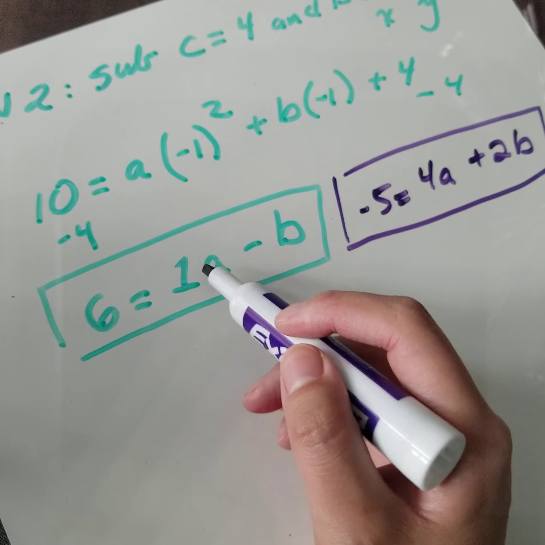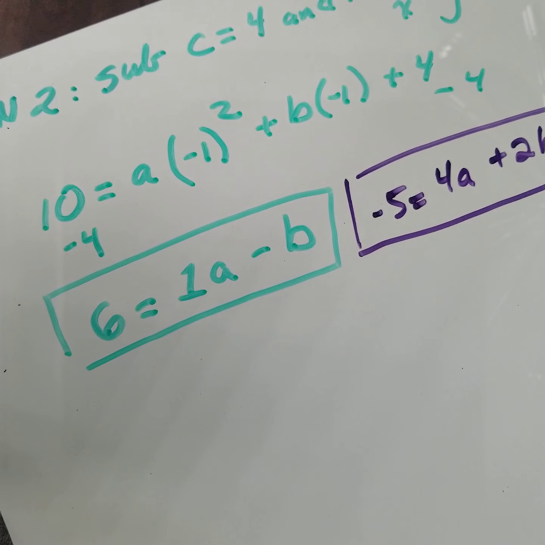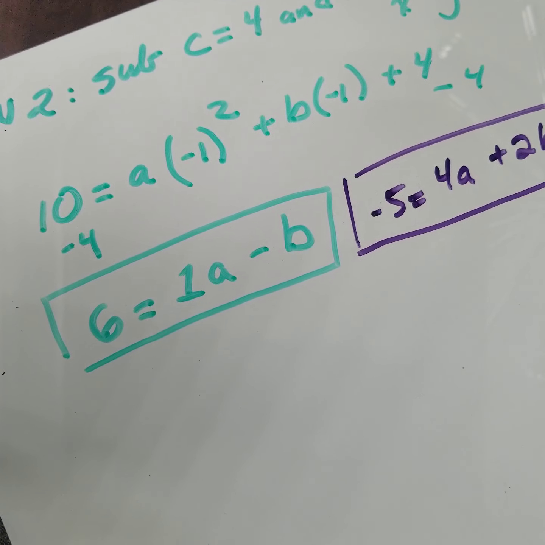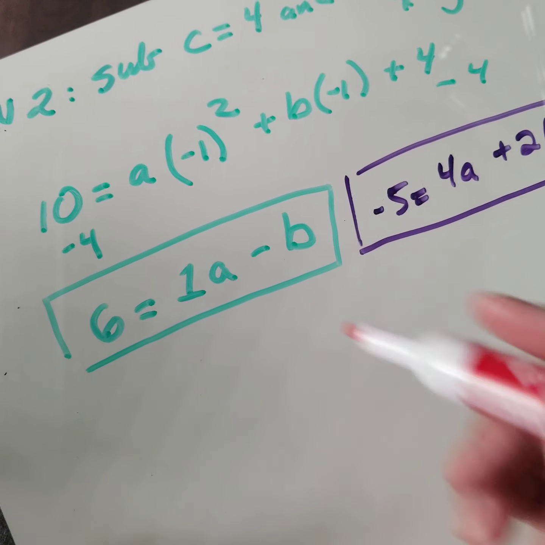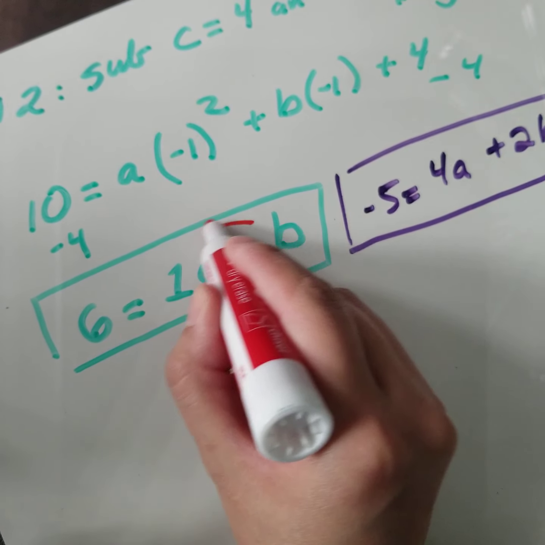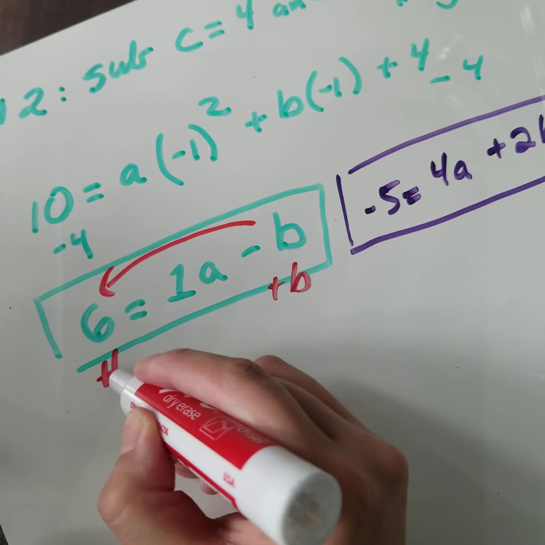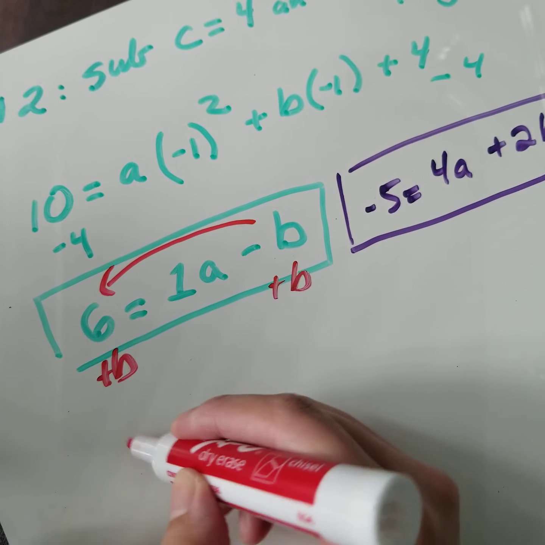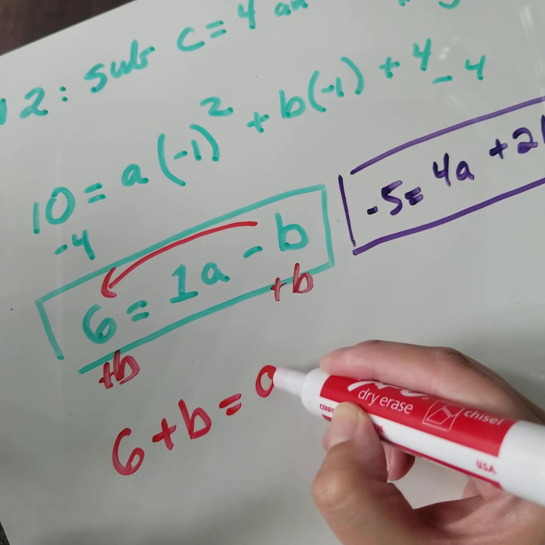So I'm actually going to isolate here for a because it's already there on the right side. I'm just going to move that value over for b to isolate for it. So this one would be adding b to get rid of this. This one would just result in 0, so I would have 6 plus b is equal to 1a.